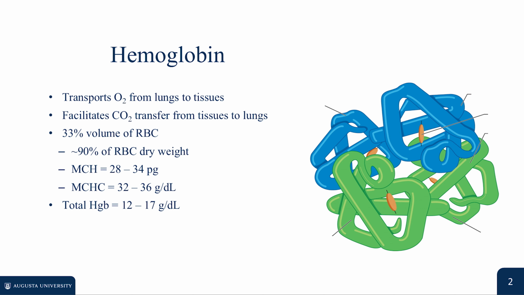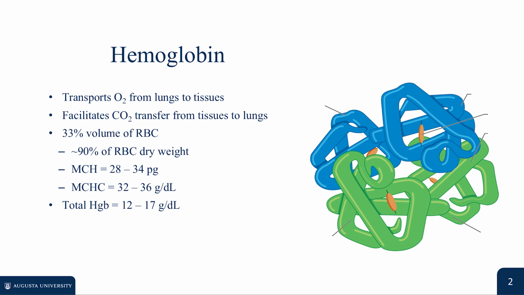What is fascinating is just how dense it is within the cell. Hemoglobin makes up roughly 33% of the total red blood cell volume, and if you dry out an erythrocyte completely, hemoglobin accounts for about 90% of its dry weight. That density is precisely what gives red blood cells their oxygen-carrying capacity.